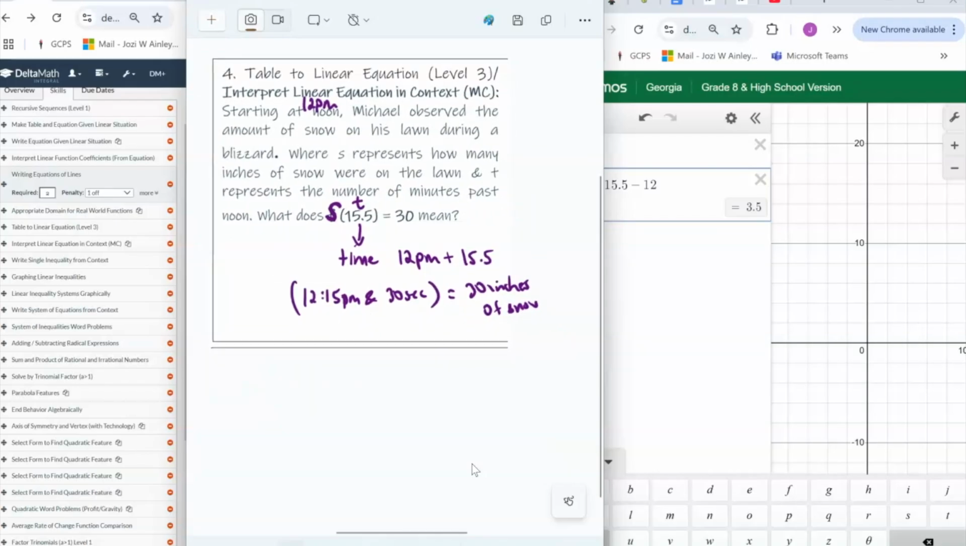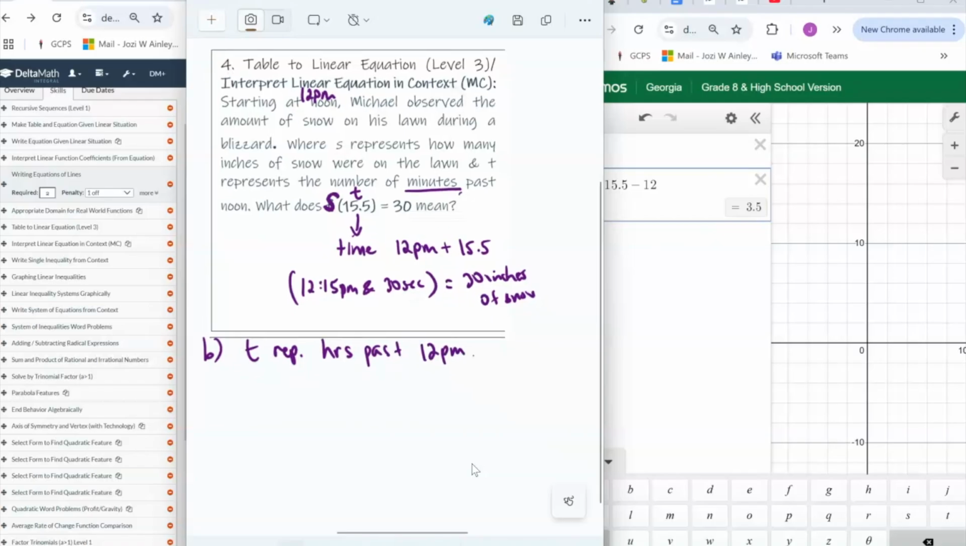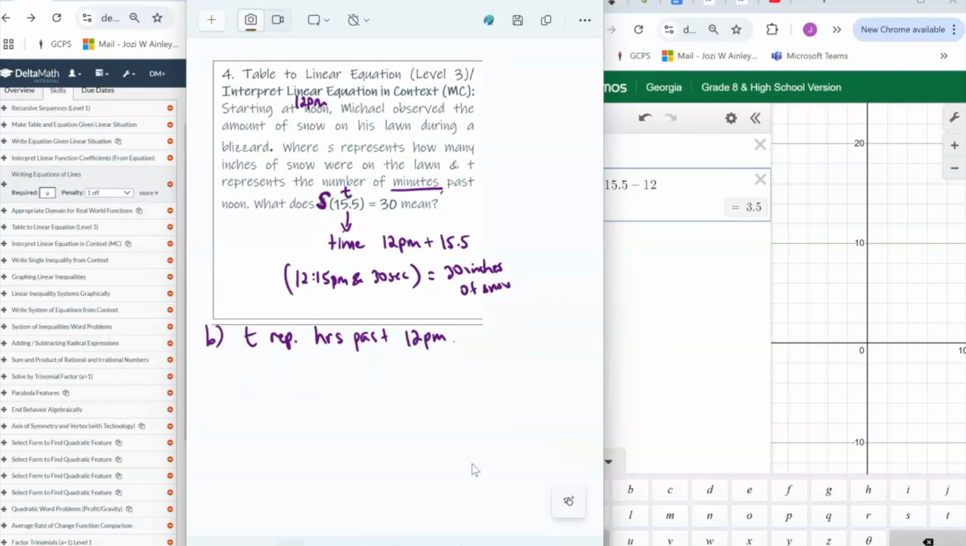I'm going to change this question a little bit and make it, instead of saying the number of minutes, let's say I said the number of hours. So let's call this T and let T represent hours past 12 p.m., past noon. Okay, so I'm going to answer two questions in one, just in case this is what you're getting on your test. All right, so what is 15.5 hours, because now I've changed the question to hours, after noon?